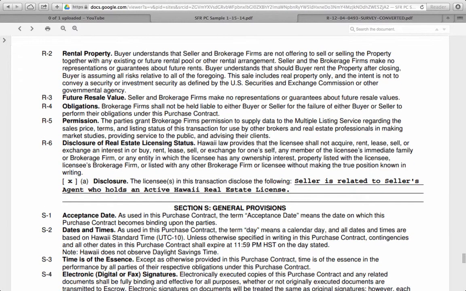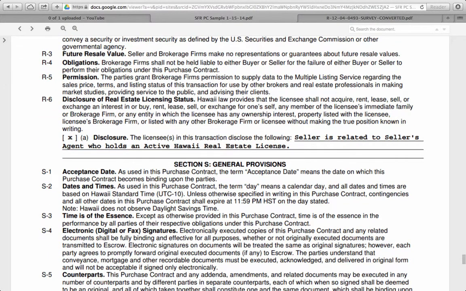R2, and I think we're going to talk about this in the next section. So again, we're going to talk about section R through T3 in the next tutorial.